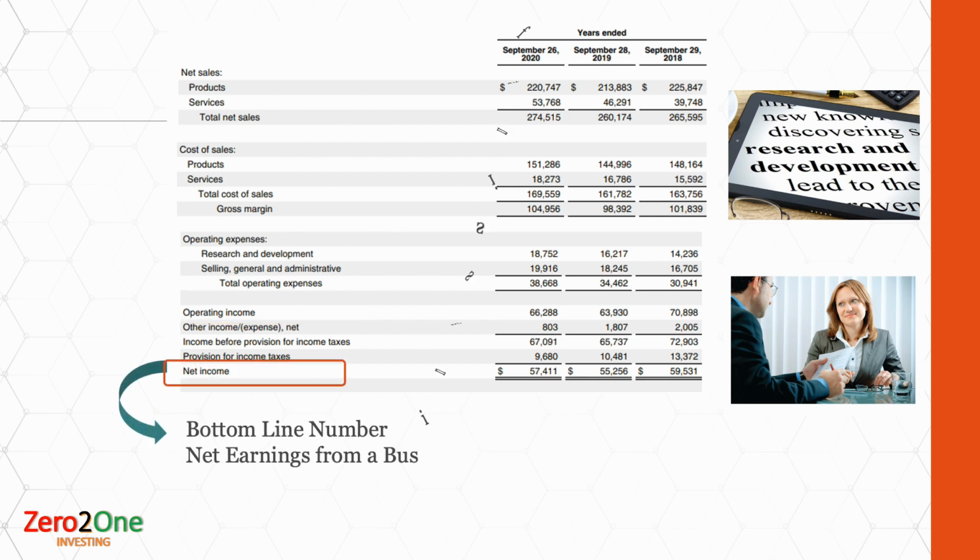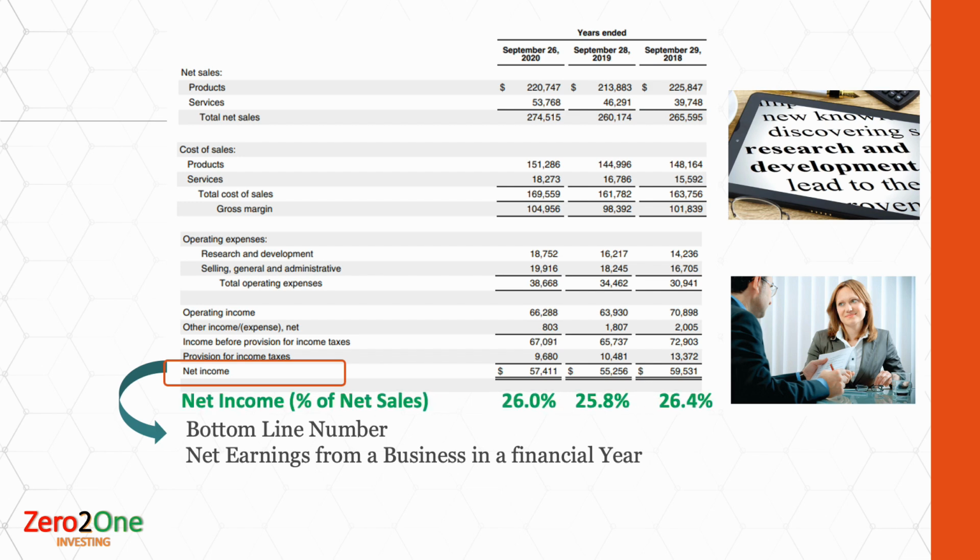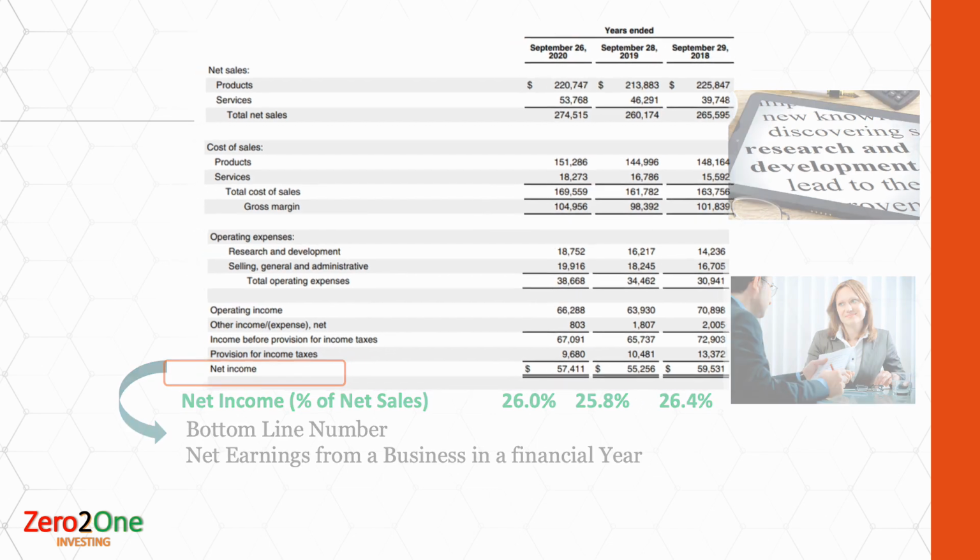Net income is the bottom line number, as we have discussed. These are the net earnings from the business in a financial year. So again, let's take an example. If the company is generating $100 as revenue, the percentage of the net sales which is left as net income, in this case $26, will be left in the hands of Apple as net income after deducting all the cost of sales and also deducting the operating expenses. And we can also see here that the net income in the past 3 years has been fairly consistent. It's basically around 26%.